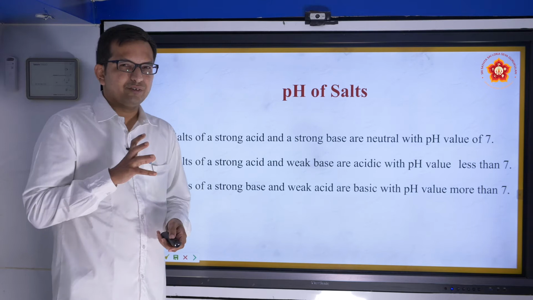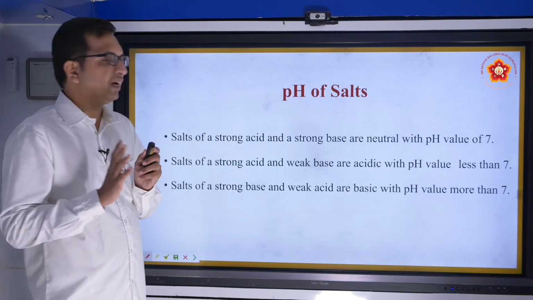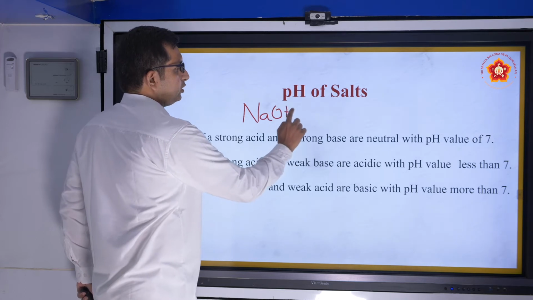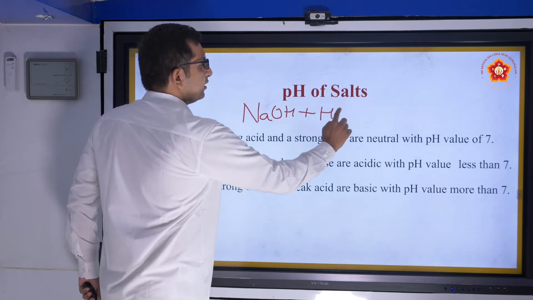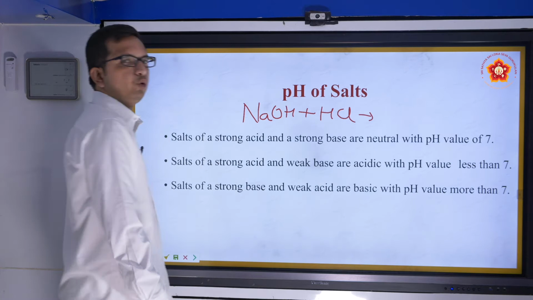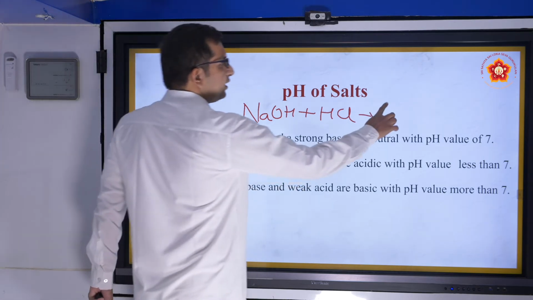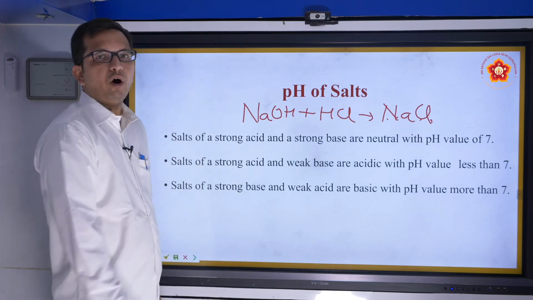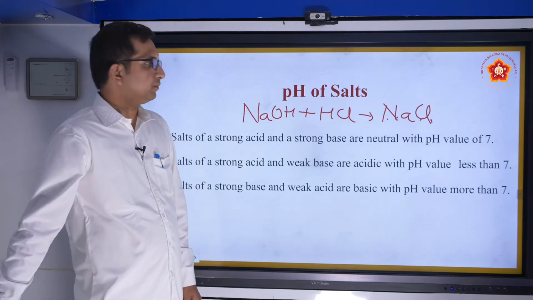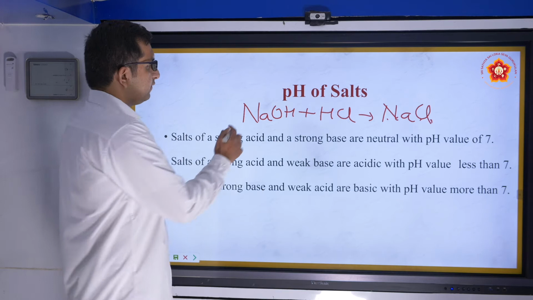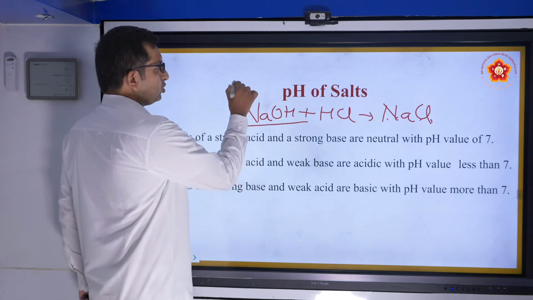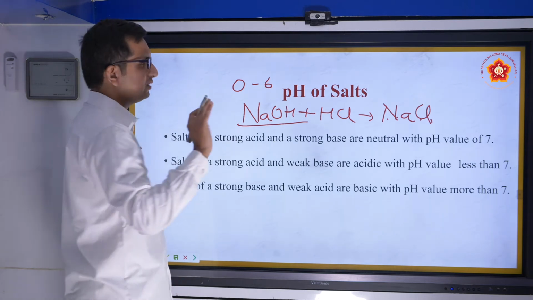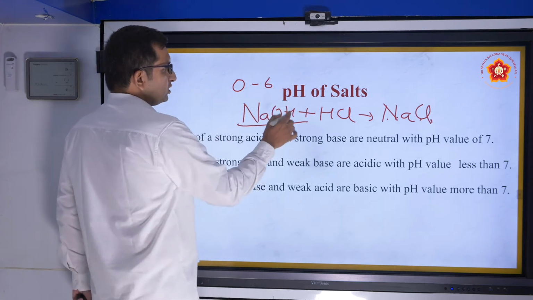Now the important thing that we see here is, how do we form a salt? For example, if you had taken NaOH and reacted it with HCl, then you happen to form a compound like NaCl. Now the question is, what is the pH value of this NaCl which is present? You can understand that if this was an acid, it was probably having a value from 0 to 6, or let's say 7. So this is for bases.